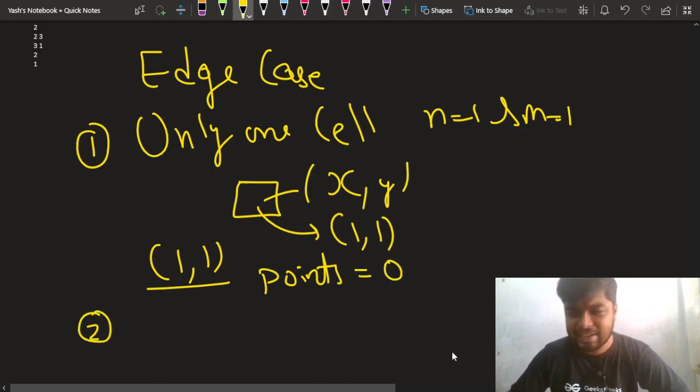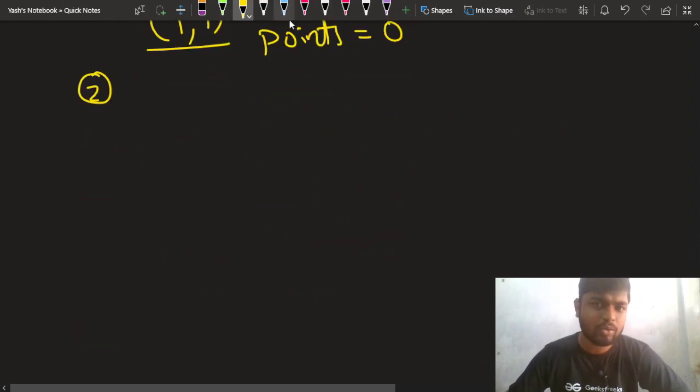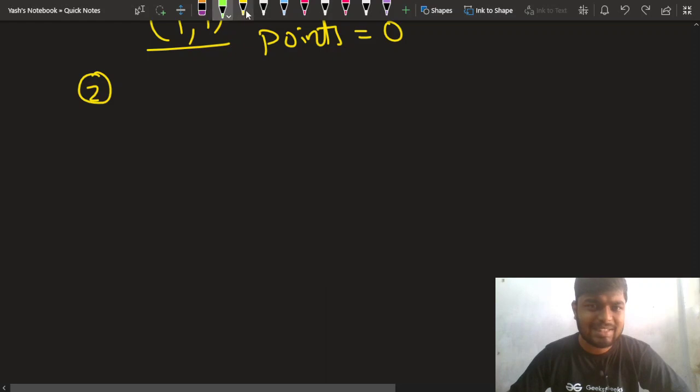Okay, let's look at the second case. The second case can be, let's suppose that the grid is only row wise. So what will happen in that case? If the grid is only one row, if there is only one row in this grid, right?